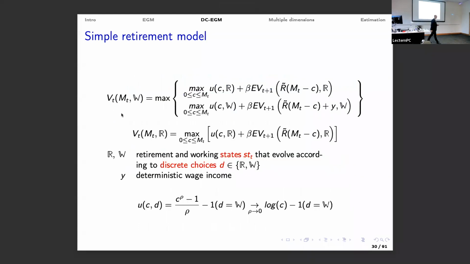All right, so to fix ideas, let me now look at this simple retirement model. We want a combination of consumption and something discrete. Let's think of something very simple: just a decision to retire, okay?